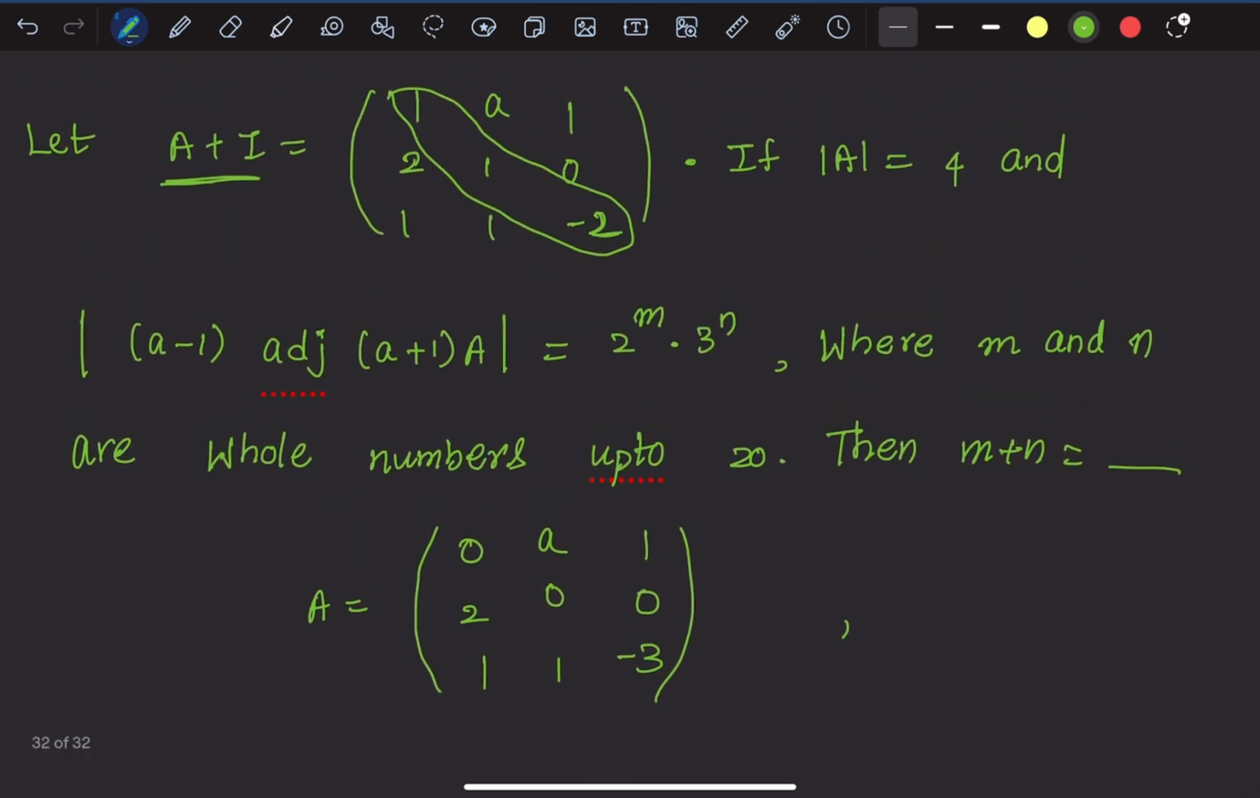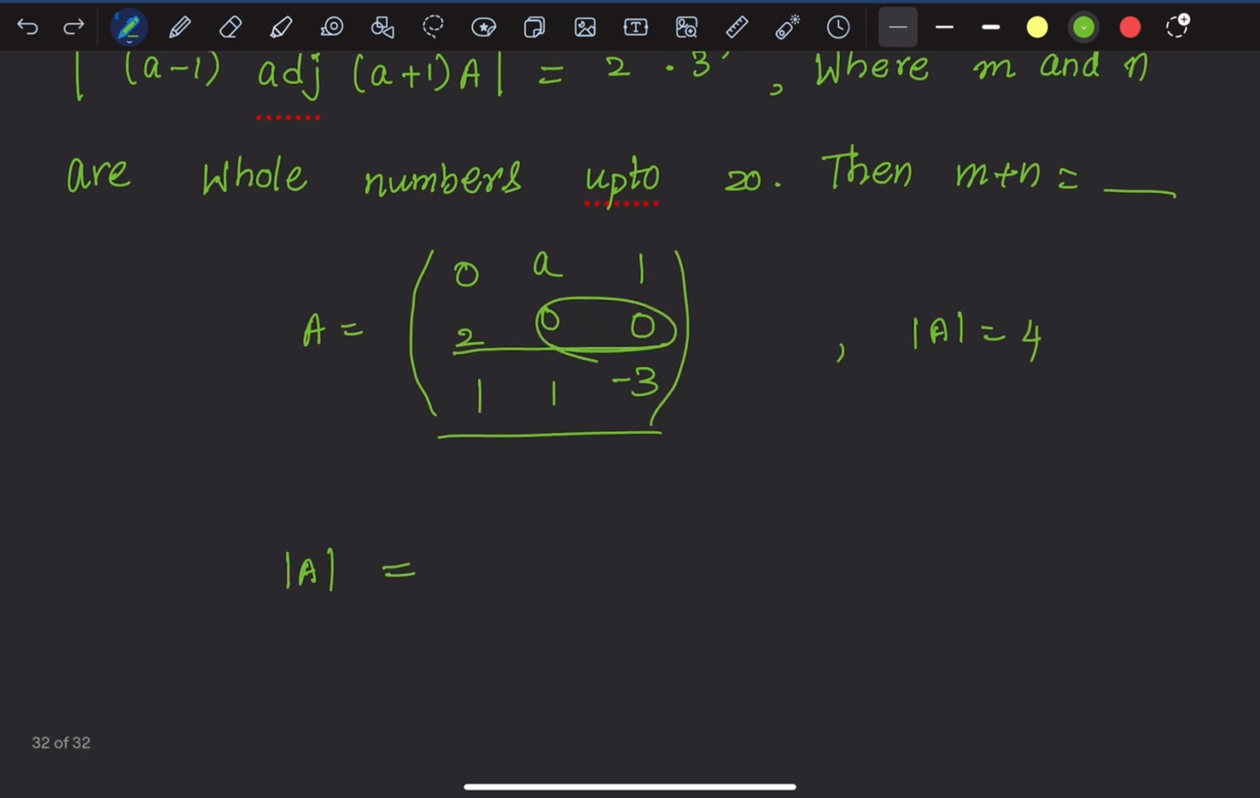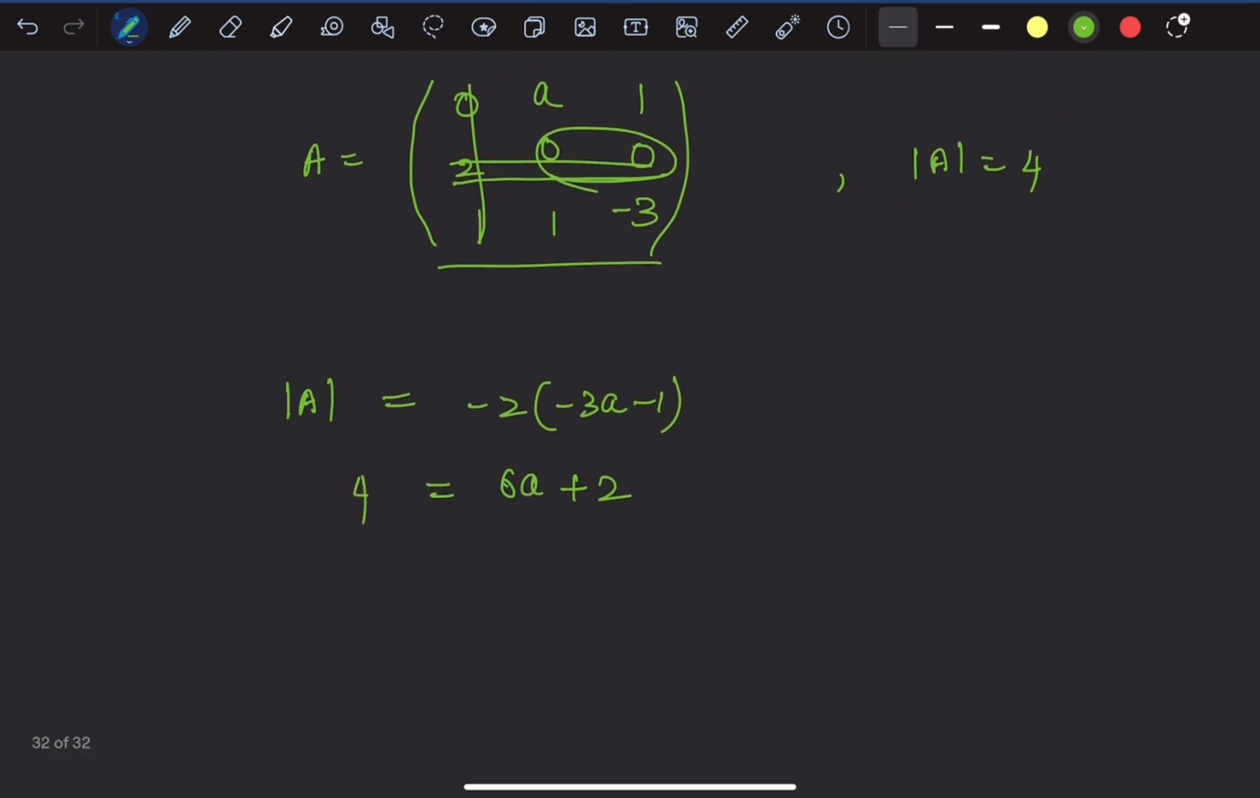Now det A is equal to 4. This is given in the question. So let us find out det A from here. If you check this particular row, two elements are 0. So we can find out the determinant along this particular row. So this will be minus 2 times minus 3a minus 1. Alright. So this will be 6a plus 2. This is 4, it is given. So 6a is equal to 2, which implies a is equal to 1 upon 3.